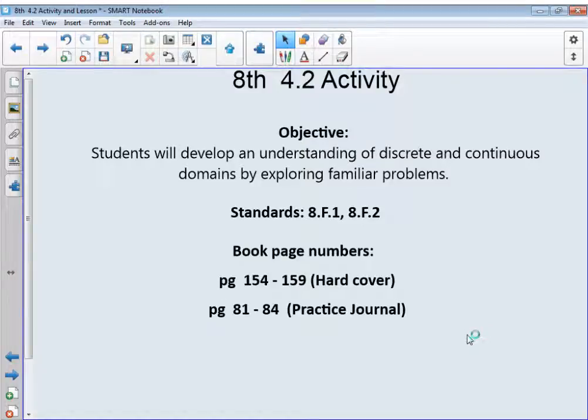Okay, this is 8th grade activity 4.2. The objective today: students will develop an understanding of discrete and continuous domains by exploring familiar problems. The standard covered in this lesson is 8F1 and 2.